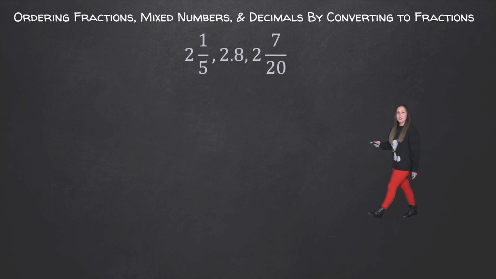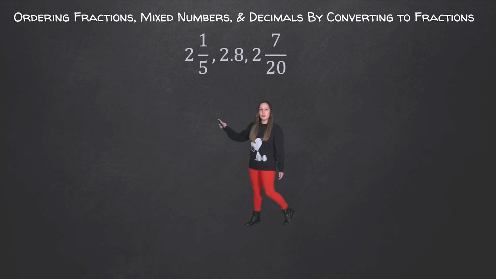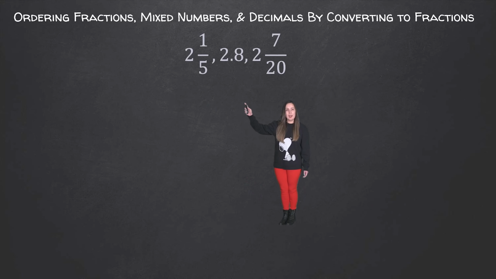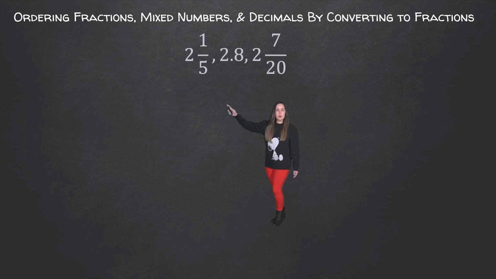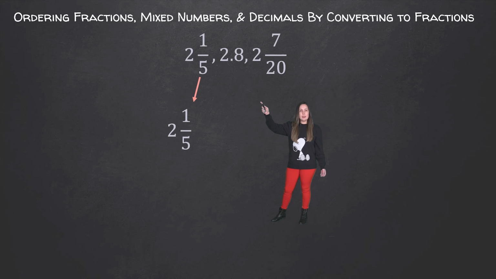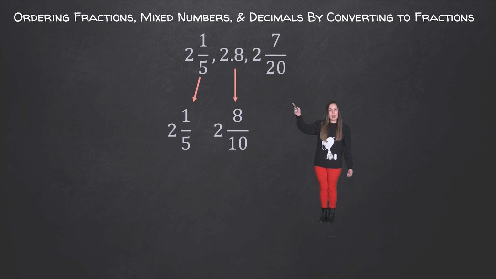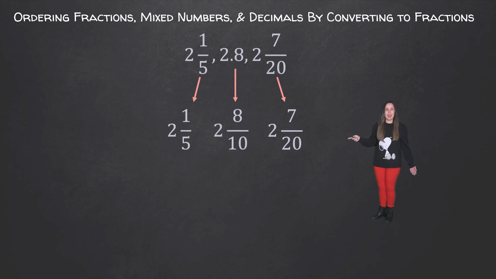All right, so here we have another example. We have 2 and 1/5, we have 2 and 8/10, and we have 2 and 7 over 20. Now, 2 and 1 over 5 is already a mixed number, so we're going to leave it as is. Now, 2 and 8/10 is a decimal, so we're going to write it as a mixed number. And so we keep the whole number, and because 8 is in the tenths place, it's going to be 8 over 10. And then finally, we have 2 and 7 over 20, which is already a mixed number, so we're going to go ahead and rewrite that.